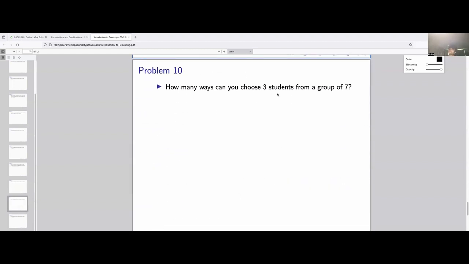All right, let's move on to the next problem. How many ways can we choose 3 students from a group of 7? I'm going to call these students A, B, C, D, E, F, and G. So I have 3 students. I choose my first student, say E. Then I choose my second student, say A. There's 6 choices for the second student. Now I have 5 choices for the last student. Let's say I choose G.